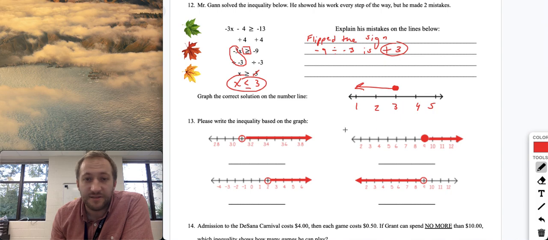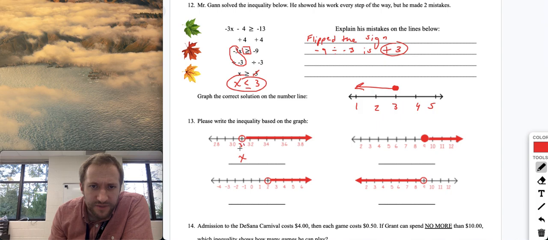All right, let's look down here. Please write the inequality based on the graph. So whenever we write these inequalities, I know I need some kind of variable, an x, and I know I need the number on the line. All right, so the number that is circled is going to be my number that I'm comparing it to. In this case, it's not written under here, but I know that that's really a 31. 30, all blank, and 32. 31's right in the middle.